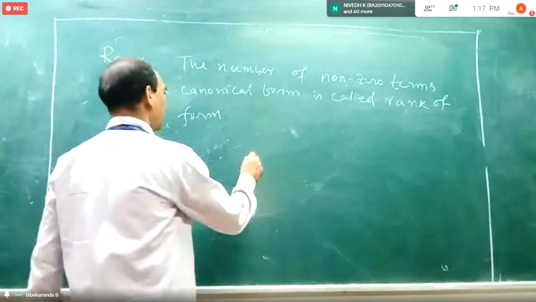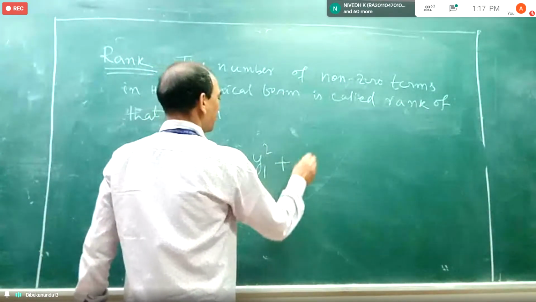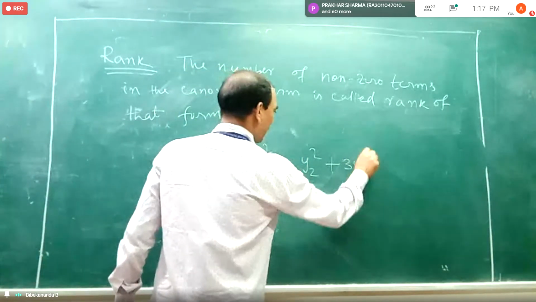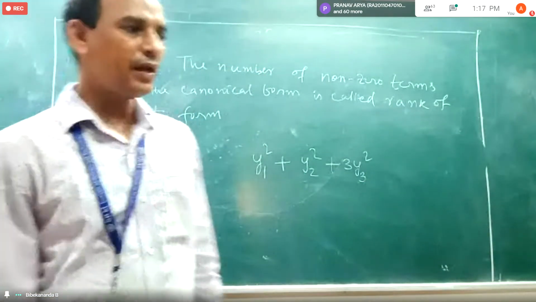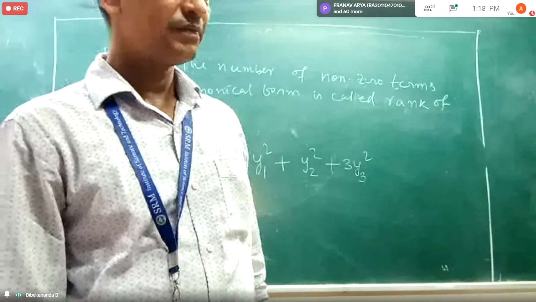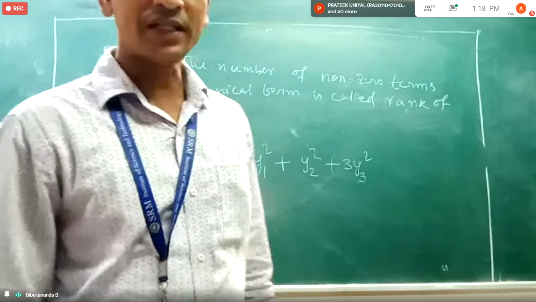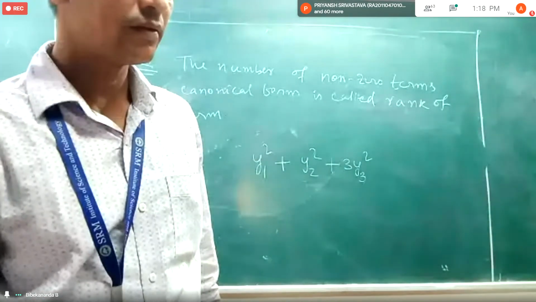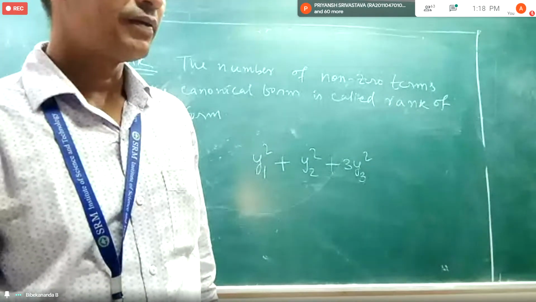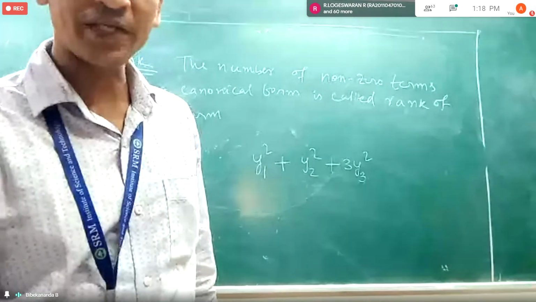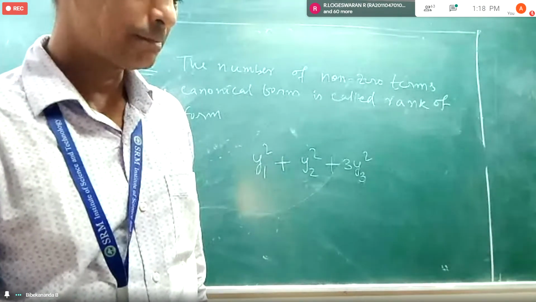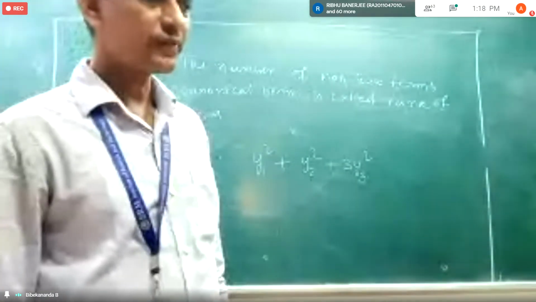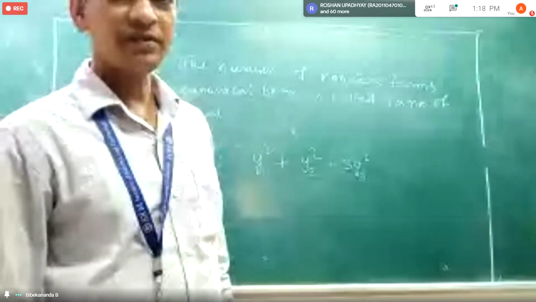For example, suppose I take y1 square plus y2 square plus 3y3 square. Now tell me, what is the index here? Suppose this is the canonical form. What is the index? 3. Do you agree, everybody? Yes, sir. So the index is 3.